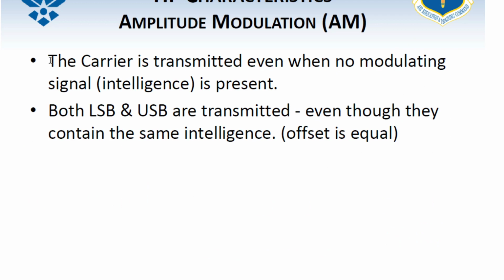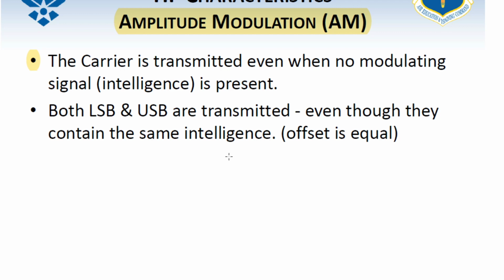So the carrier is transmitted even when no modulating signal is present. This is on amplitude modulation. So when we get a little bit further in, don't be confused about amplitude modulation and single sideband, but we'll get there. So in AM, the carrier is transmitted even when no modulating signal is present. Both the lower and upper sidebands are transmitted, even though they contain the same intelligence.